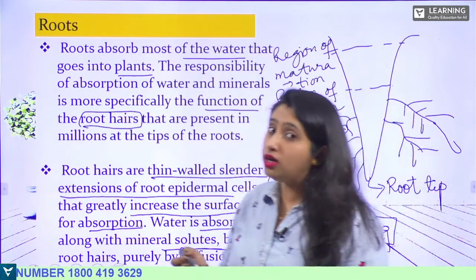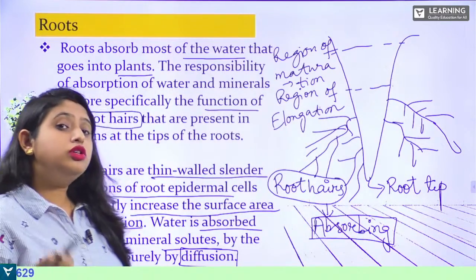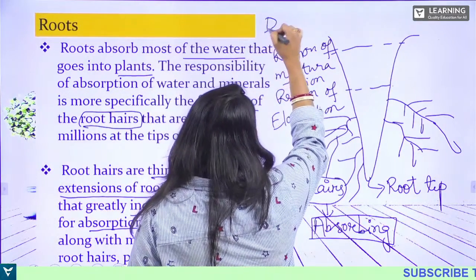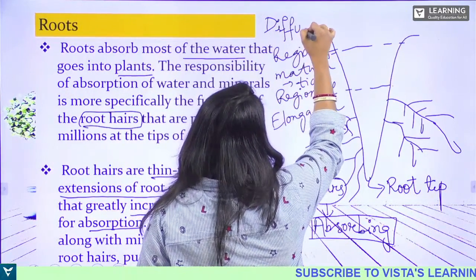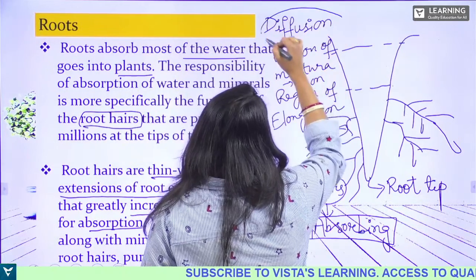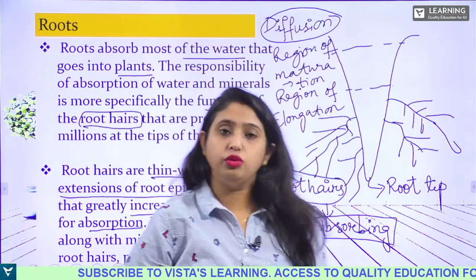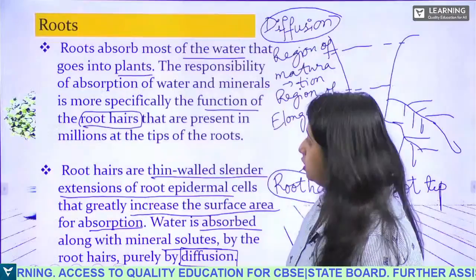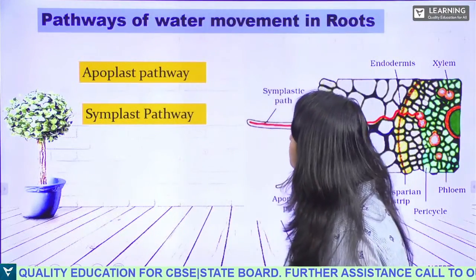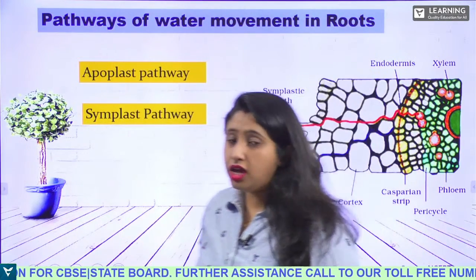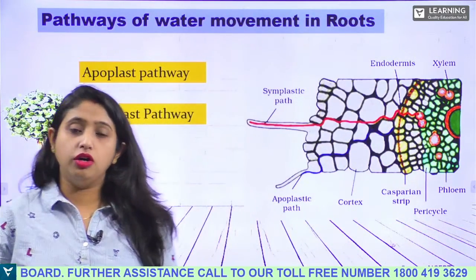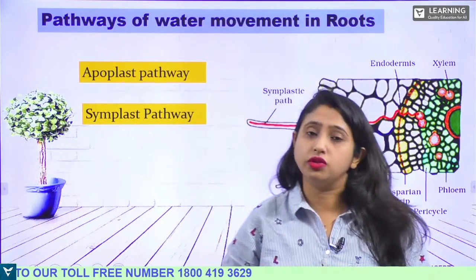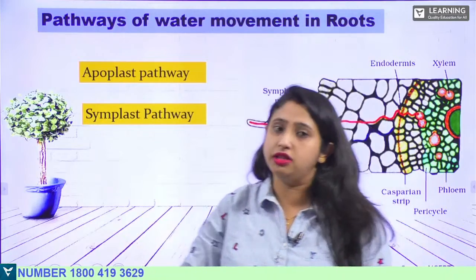So how is water absorbed by roots? Roots absorb the water by the process of diffusion. So this is what we have covered about roots. Now, what are the various pathways of water movement in plants? Now that you have understood roots, how does the water move inside the roots?